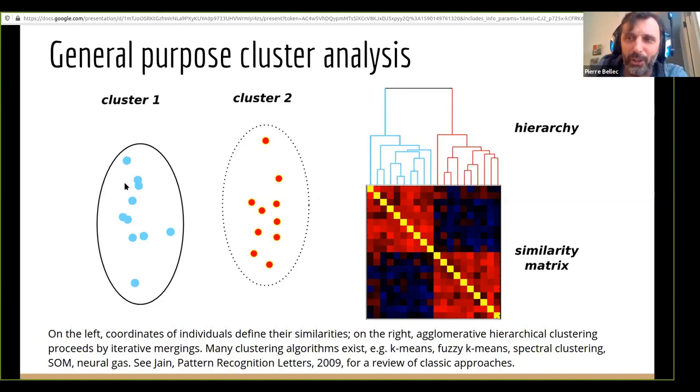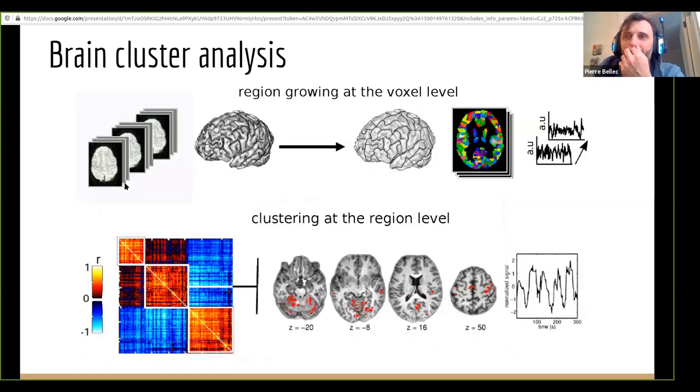Maybe not straight out of the box, but close enough. So a big thing in cluster analysis for brain data is to have a spatially constrained cluster. Because if you do, like what I explained to you, work with the connectome, if you want to do it at the voxel level, it's going to be intractable. The matrix is going to be too big.